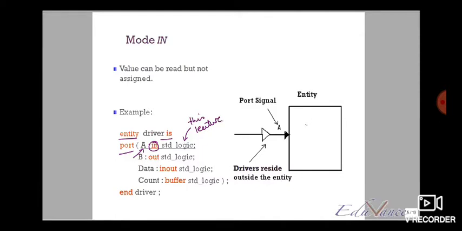Now that said, if it's of the type input or in, the driver or the person giving the signal is outside the entity. So only a person from the outside can give a value. The person sitting on the inside of the entity can only read. You can only read from the port, but you cannot write. Hence, the driver resides outside the entity. Hence, the signal sitting on the inside can only read from the port. I hope that is clear.